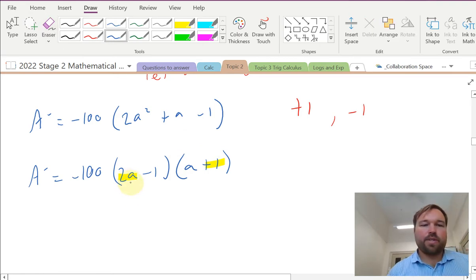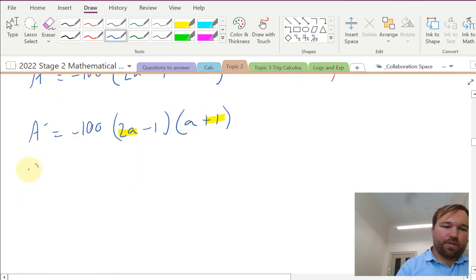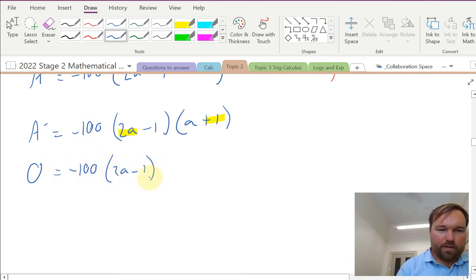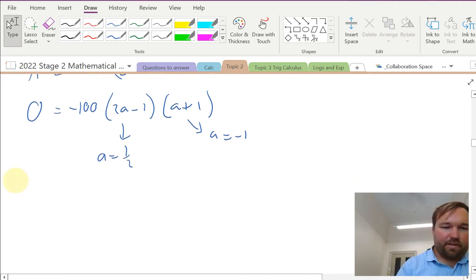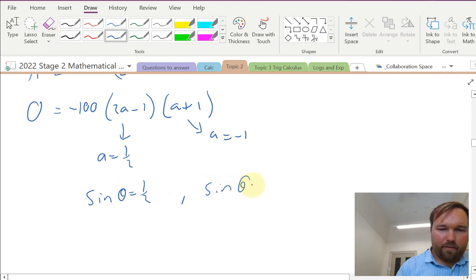Alright, so there's that. This will equal 0 for minus 100 bracket 2A take 1, A plus 1, when A equals minus 1 and A equals a half. But A is equal to sine theta, therefore our solutions are when sine theta equals a half and when sine theta equals minus 1. That was pretty satisfying.